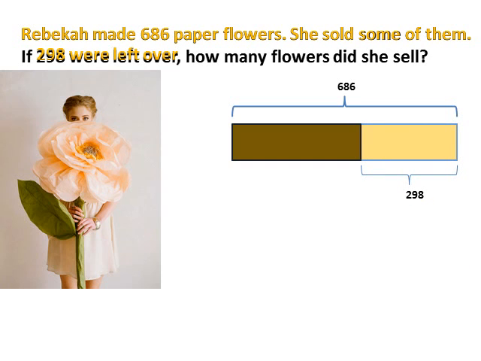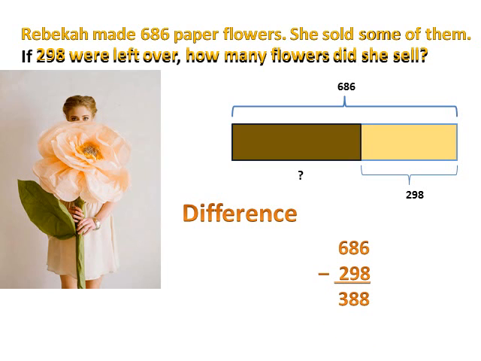So how do we get the number of flowers? That's the question. How many flowers were sold, or how many flowers did she sell? Okay, so this is the one that's represented by a question mark. So what kind of operation do we need to do? Basically you need to find the difference, because from the big yellow box with 686, you subtract 298 and you get 388.